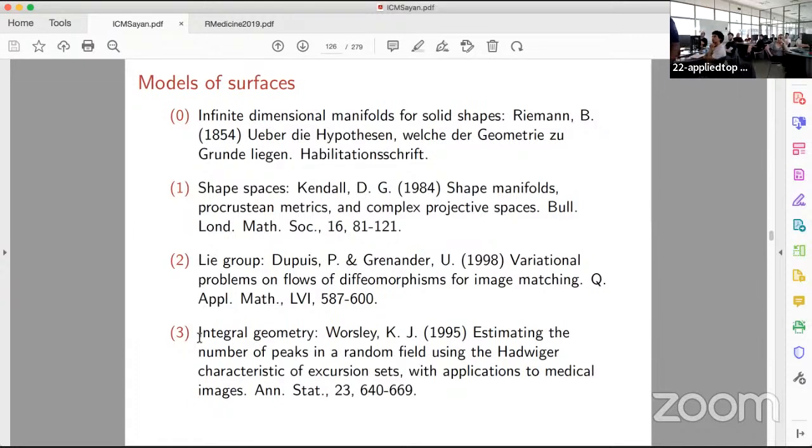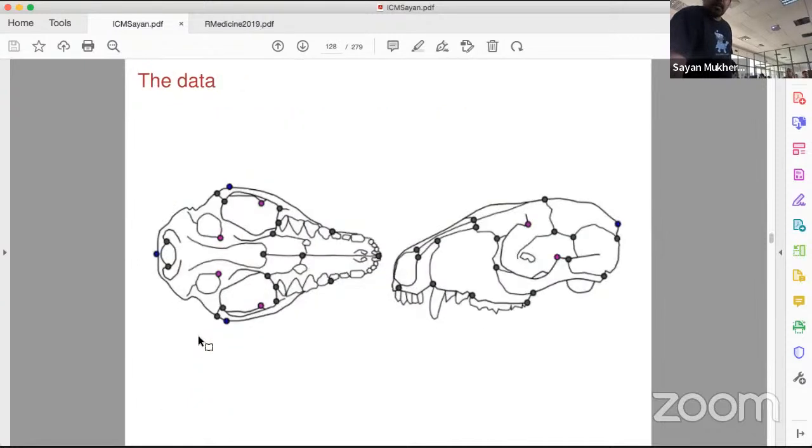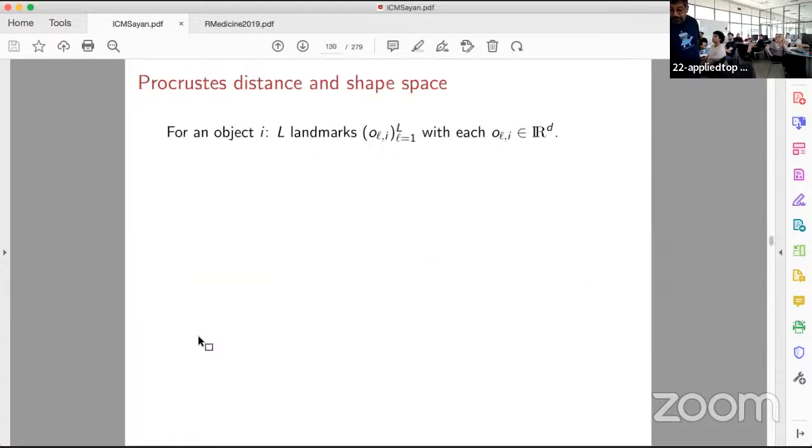So that's one idea. The other idea is often attributed to Grenander, but there are other people who worked on similar ideas. It's basically thinking about variational flow groups, mapping one shape to another shape. And one of the ideas I'm going to talk about uses tools from integral geometry, homology and Euler characteristics.